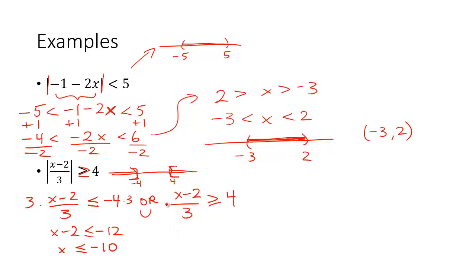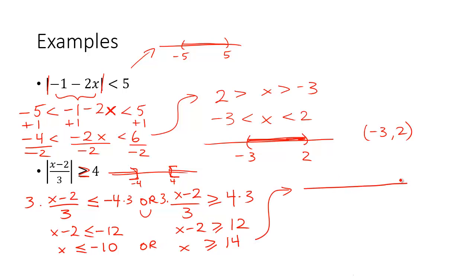Next, we also multiply by 3. We get x minus 2 greater than or equal to 12. Also add the 2, and now we have x greater than or equal to 14. Okay, so we've got either that statement or that statement. So that means we union them together on one number line.